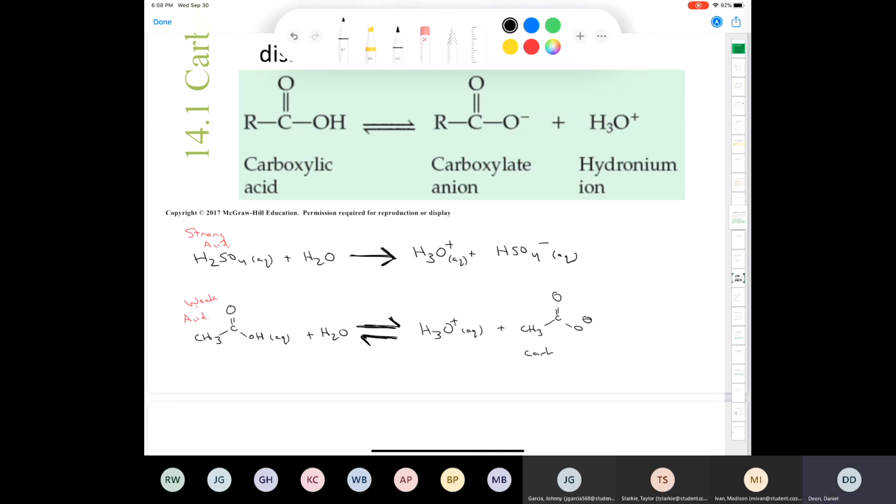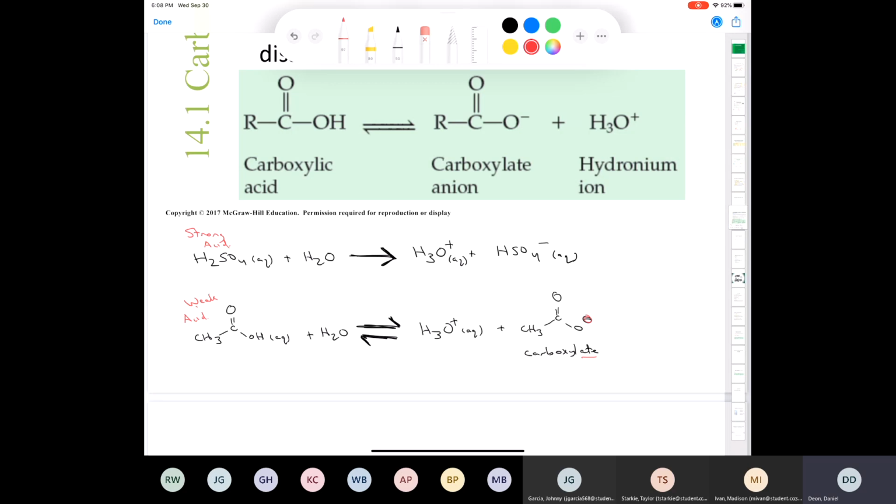So this is your carboxylate. Think about things that end in -ate in chemistry: sulfate, nitrate, chlorate, perchlorate, carbonate. It means it has a negative charge. We have a carboxylate like that.